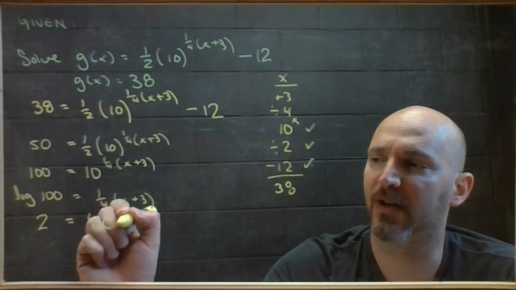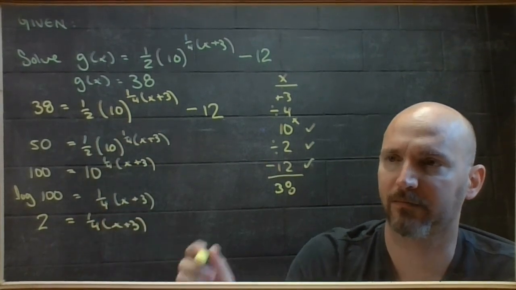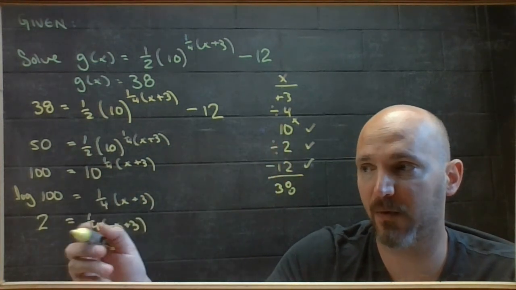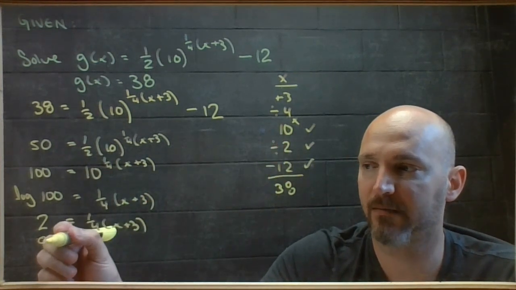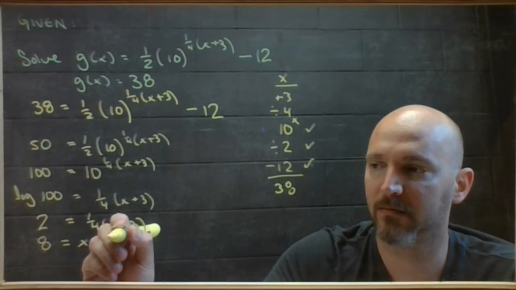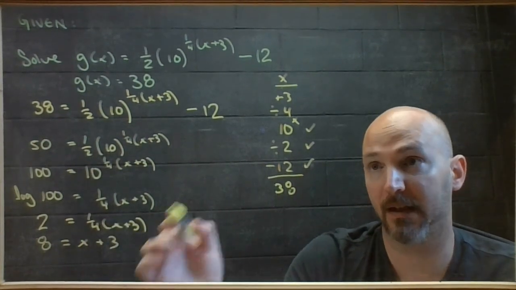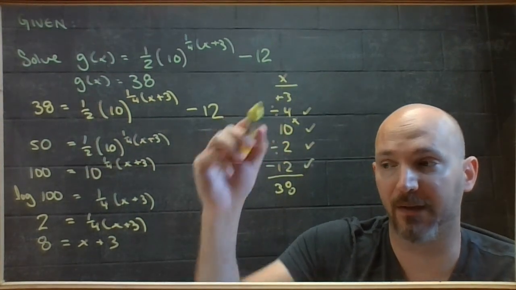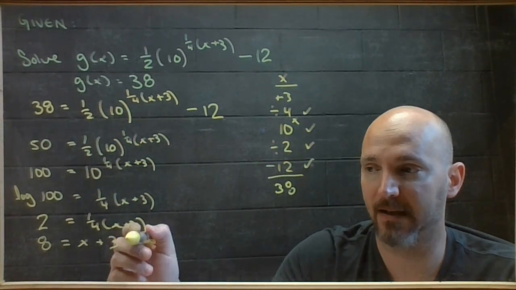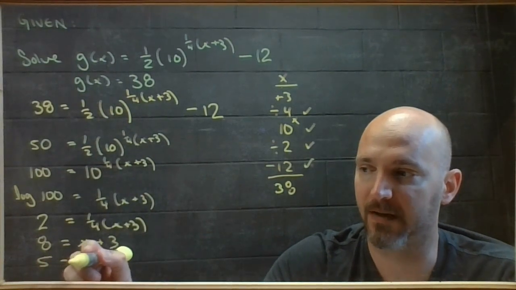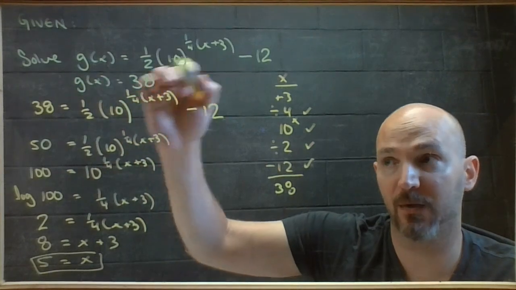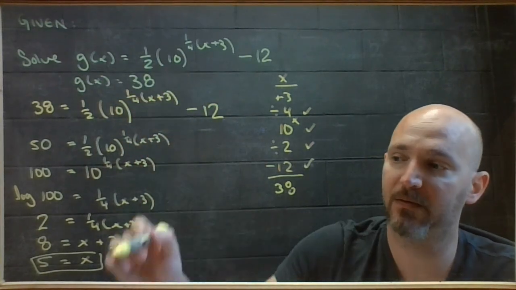So finish off here. I need to undo dividing by 4. It means multiplying by 4. 2 times 4 is 8. And I need to check. Undo adding 3, you do that by subtracting. 8 subtract 3 would be 5. So this particular function returns 38 as a y value when x is 5.